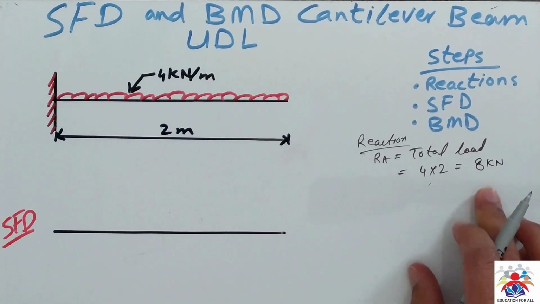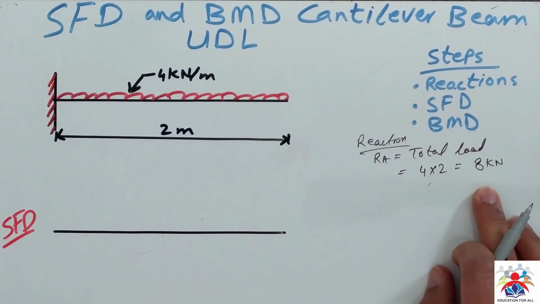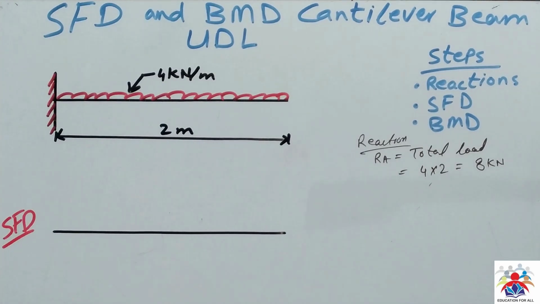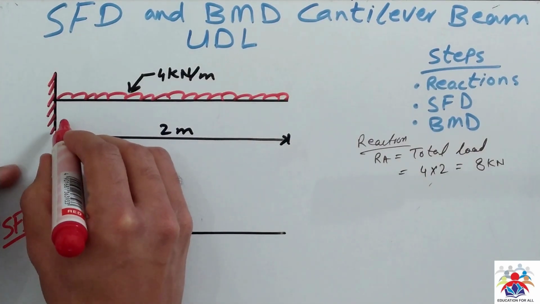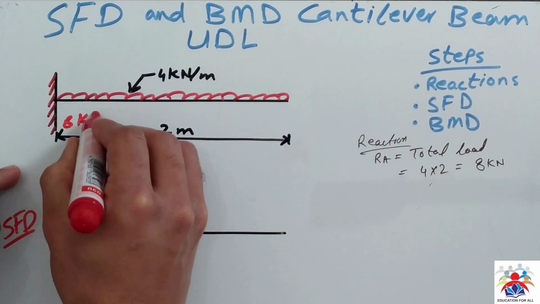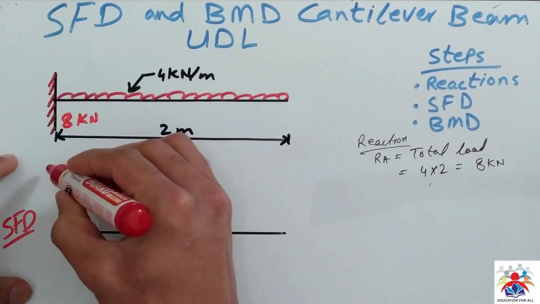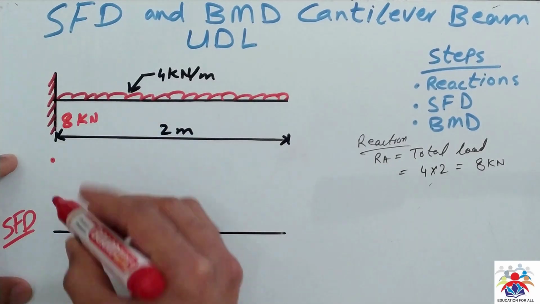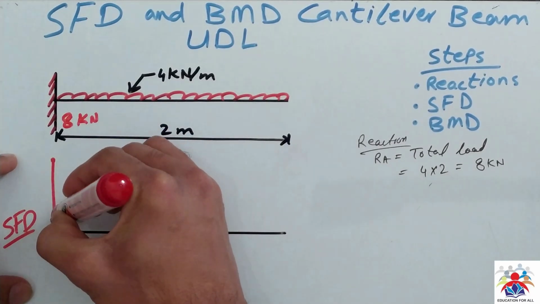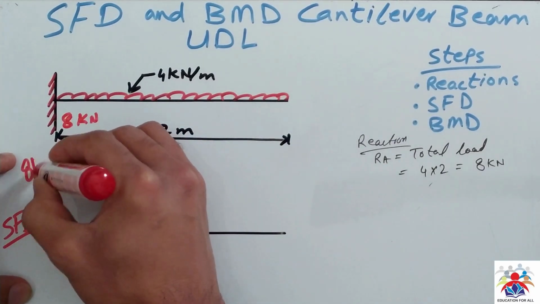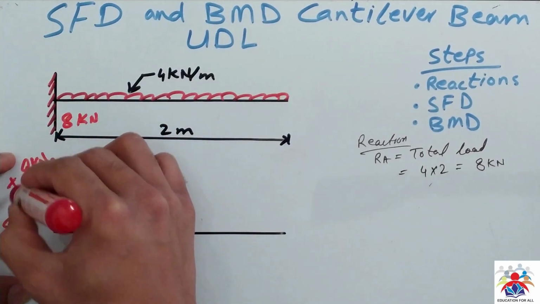Now based on this number, we can draw our shear force diagram. How can we draw our shear force diagram? As you can see, this is going to be 8 kilonewton. So 8 kilonewtons is acting upwards, trying to support our beam. Let's say 8 kilonewton is here somewhere. We'll draw a line. So this is 8 kilonewton in positive zone.